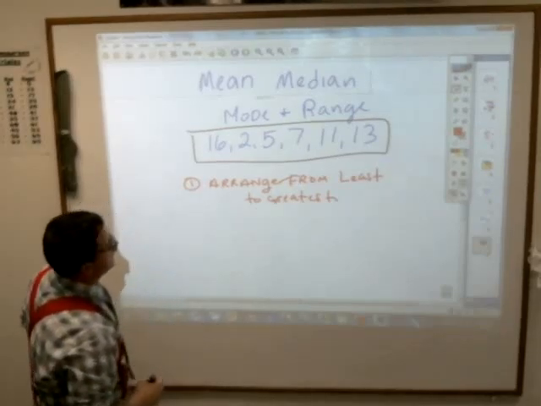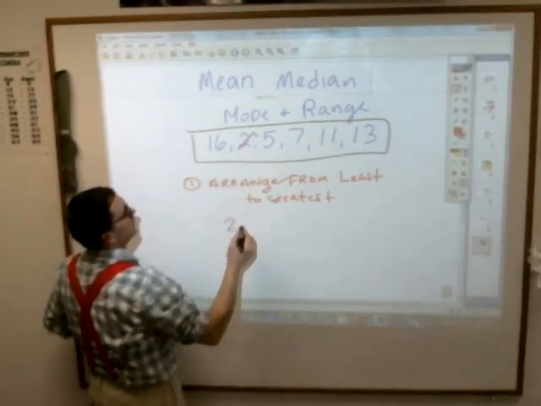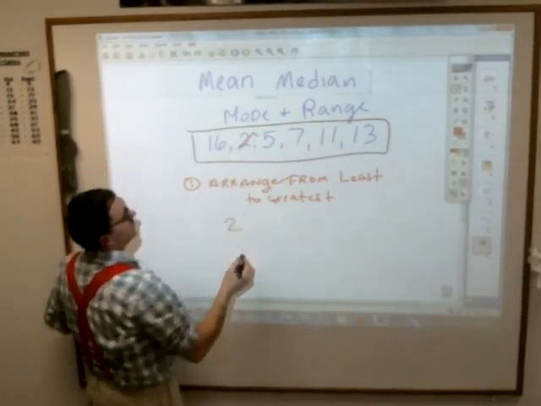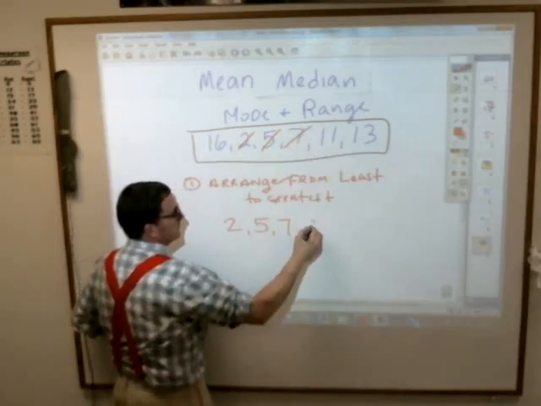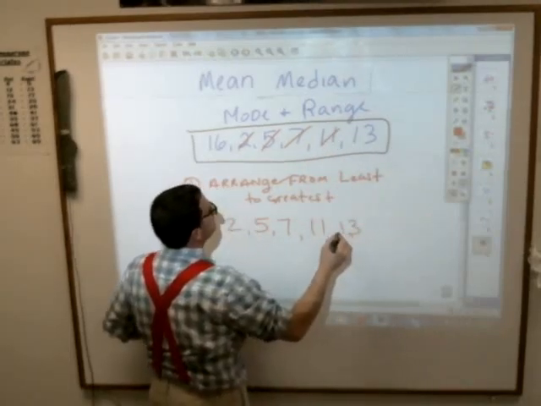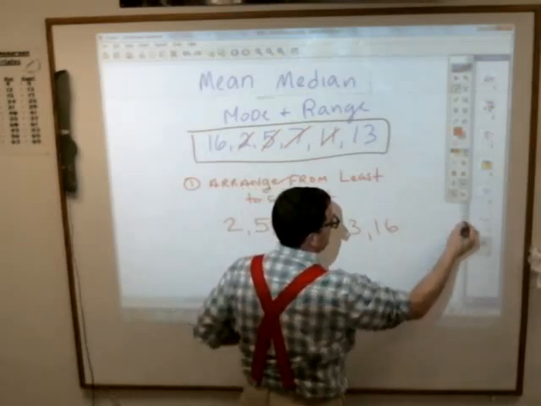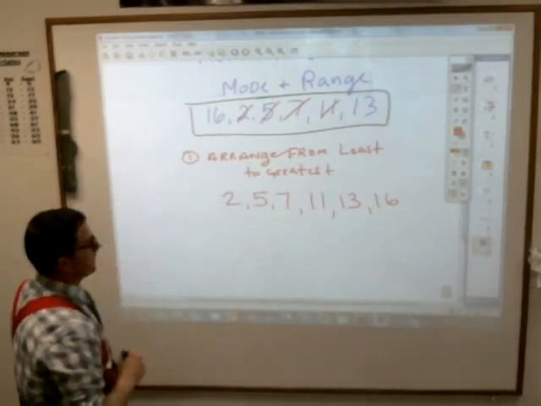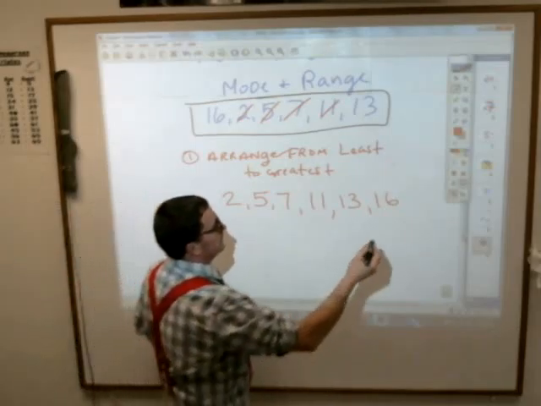Okay, so you're going to take this and make sure you get all the numbers. The smallest one we have is 2. I'll cross it off so that I know I got rid of it. 5, 7, 11, 13, and 16. Now, once you have that, we'll be able to figure out all of this stuff here.